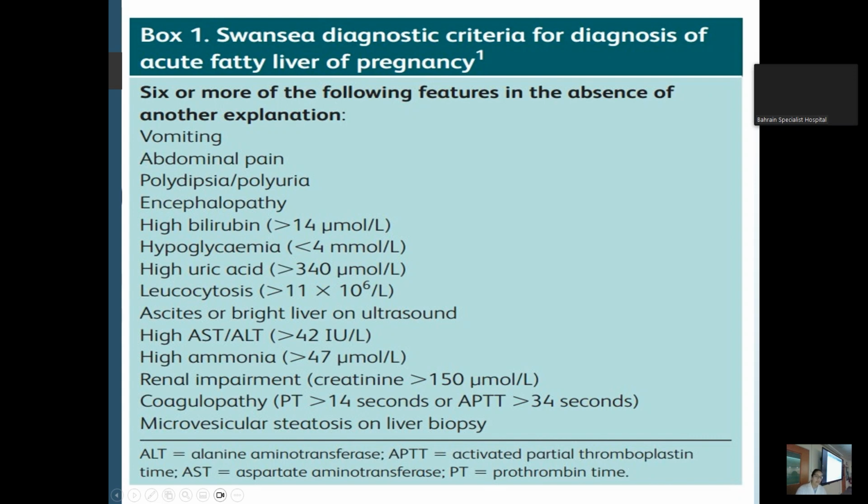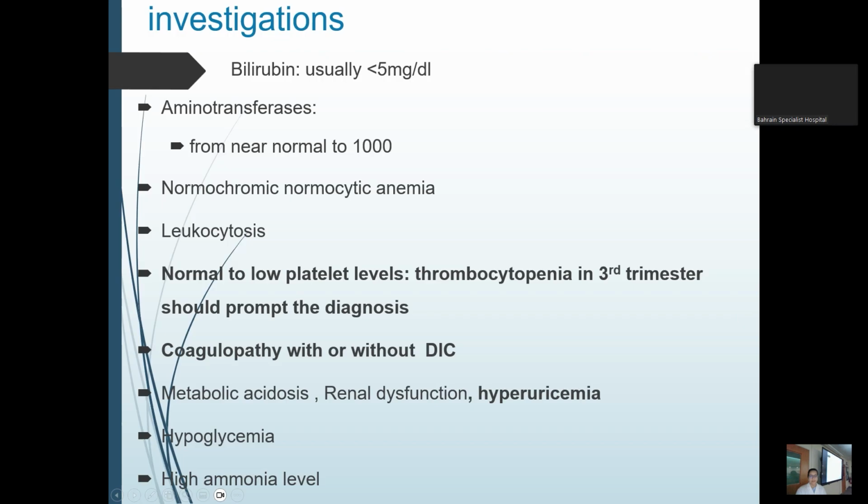These are vomiting, abdominal pain, polydipsia, polyuria, encephalopathy, high bilirubin level more than 14, hypoglycemia less than 4, high uric acid more than 340, leukocytosis, ascites or bright liver, high AST/ALT level more than 42, high ammonia levels, renal impairment, coagulopathy, and microvascular steatosis on liver biopsy.